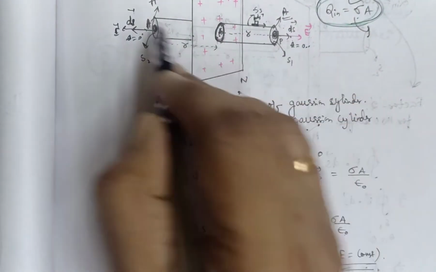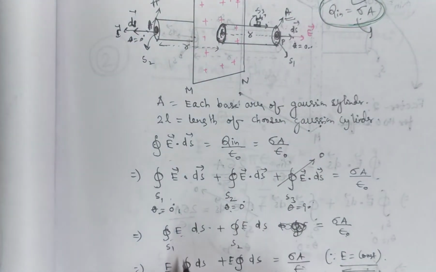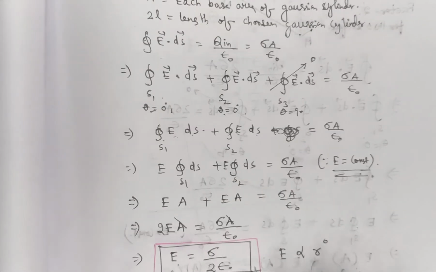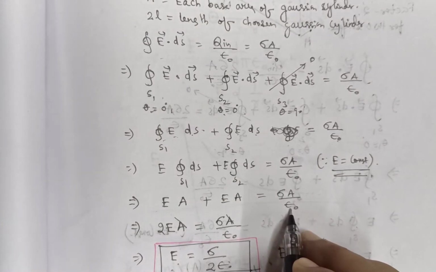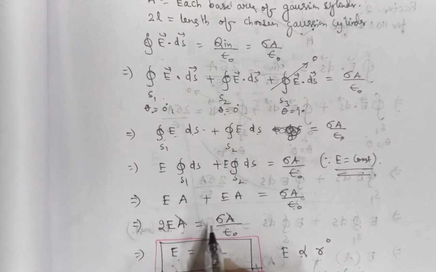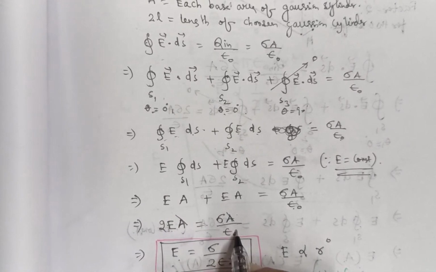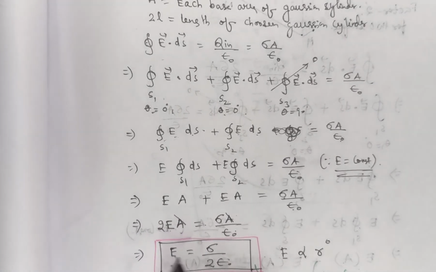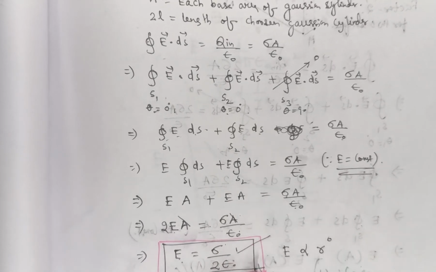This base area, we have taken it as A. So here is A, here is A. And on the right side, we have calculated sigma A by epsilon 0. You see, 2EA is equal to sigma A by epsilon 0. So if you calculate, then E is equal to sigma by 2 epsilon 0.